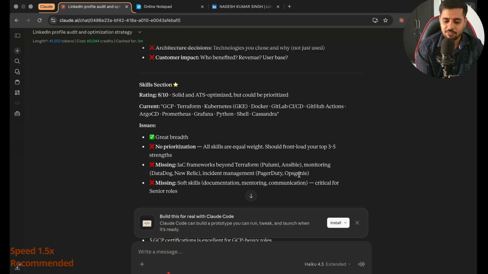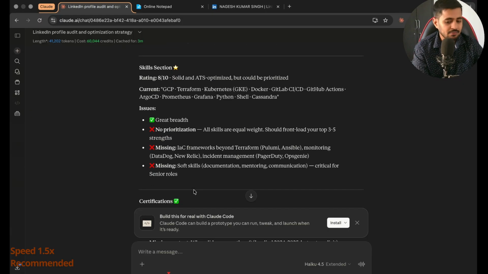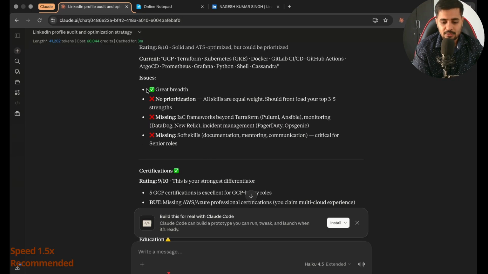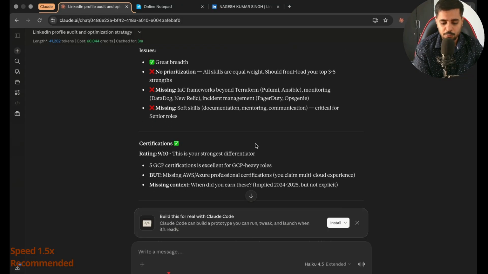Right now I am using Grafana, so I can add that. Incident management, PagerDuty, Obsidian. Yes, I have used Obsidian in my previous roles, so I need to add those. Missing soft skills, documentation. Okay, that we all do for every feature we work on, so we need to add that as a skill too. Okay, that is a very good point. Mentoring, communication, critical for senior roles. Okay, so I can add that. So let's hope you are getting the same points. You can add those too in your profile.